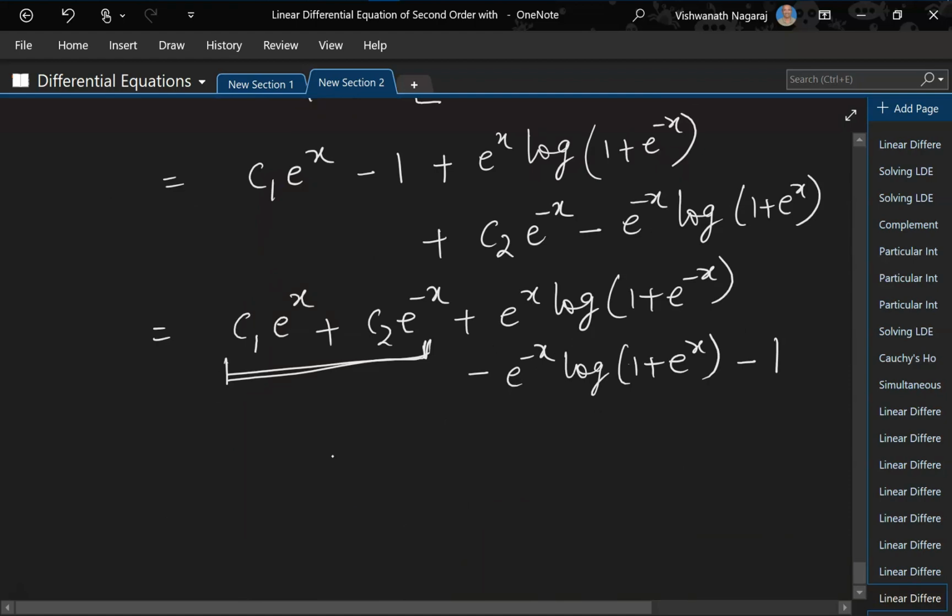Okay, so that is variation of parameters method for solving linear differential equations of second order with variable coefficients. That's it for today.